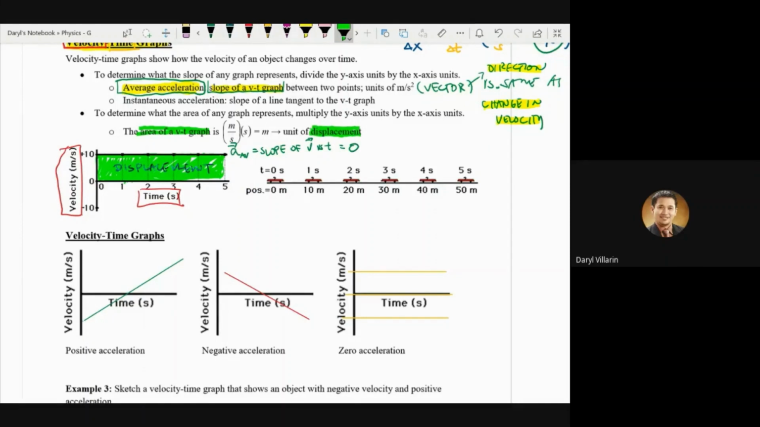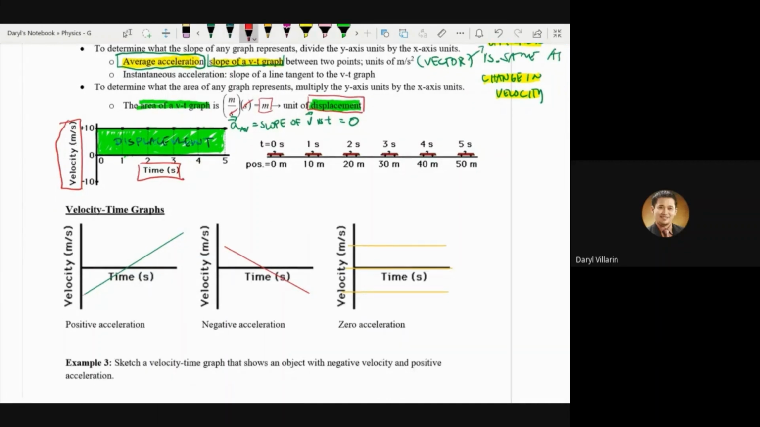So the base pertains to time, and the height pertains to velocity. So therefore, you have meters per second times second. So if you can see, that gives you the unit of meter. So which is the unit of displacement. Okay. So again, we went over this particular example here.